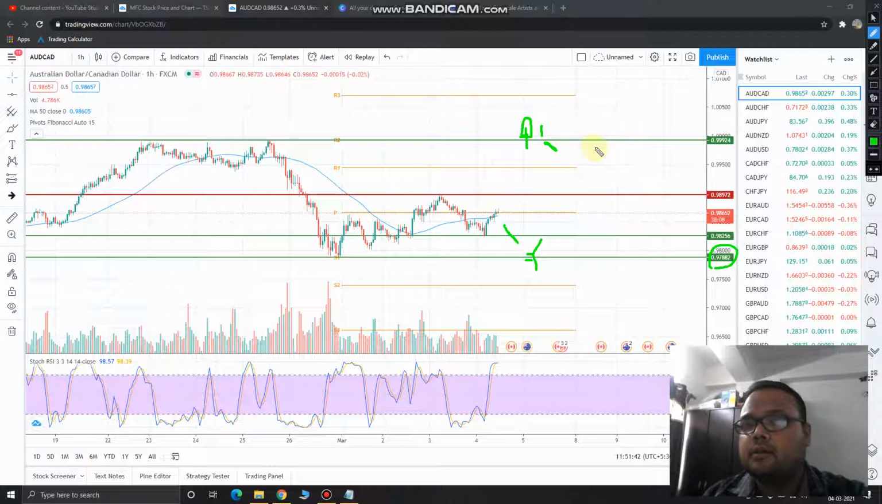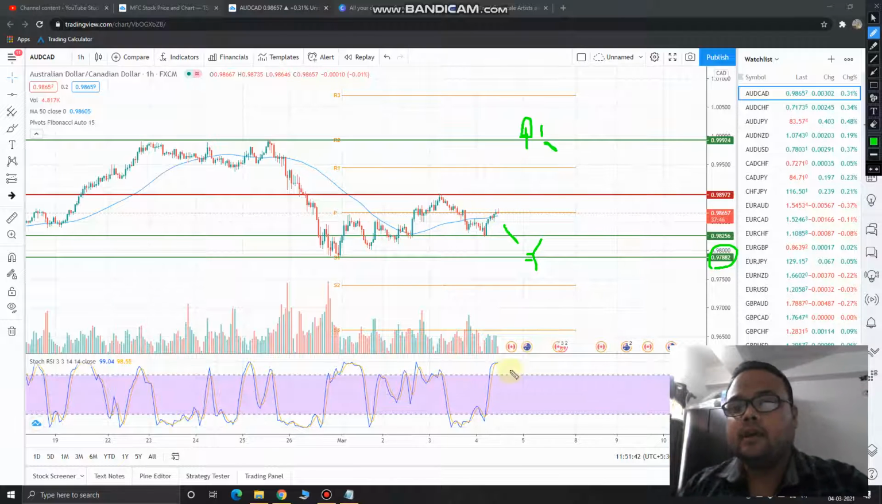So if you are a safe trader, you should be looking for these two levels. On the other hand, if you are looking for some quick profit, then you can also trade between this range. Right now there is not much volatility in the market. The market is kind of range bound.